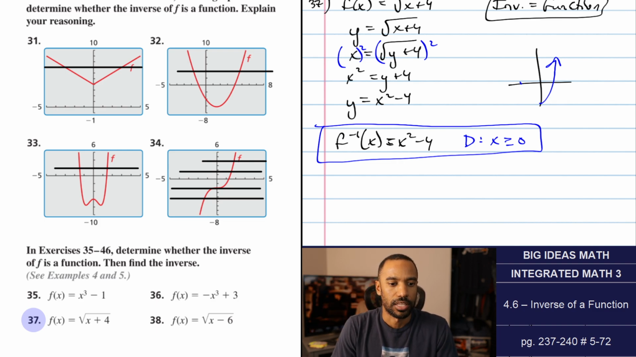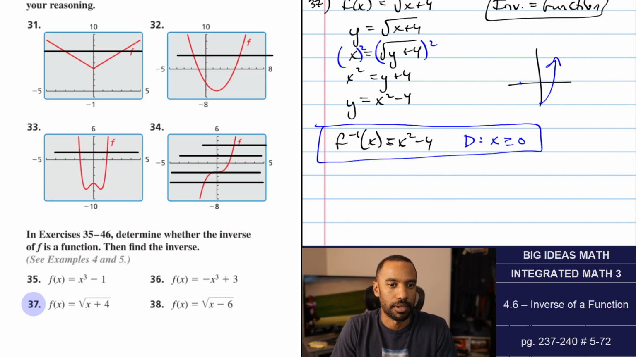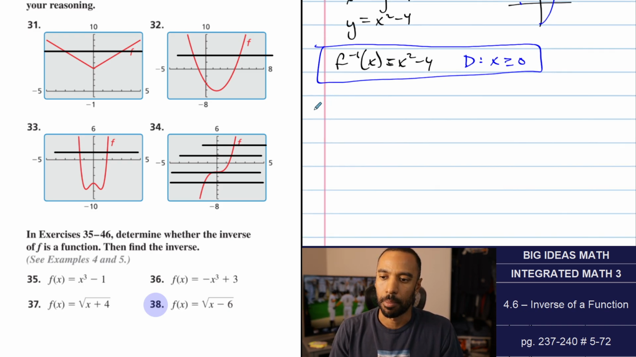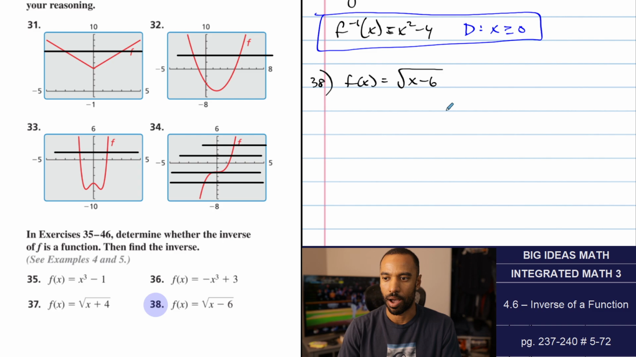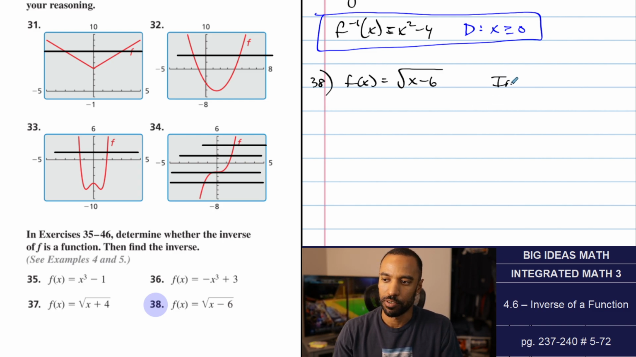Okay, let's go to, where is it? There it is, number 38. Also a square root. Should also be good when it comes to being a function. Let's take a look. Number 38, f of x equals square root of x minus 6. We still have 8 more of these to go after these first 4. Also a function for the same reasons that you saw before. Inverse is a function.